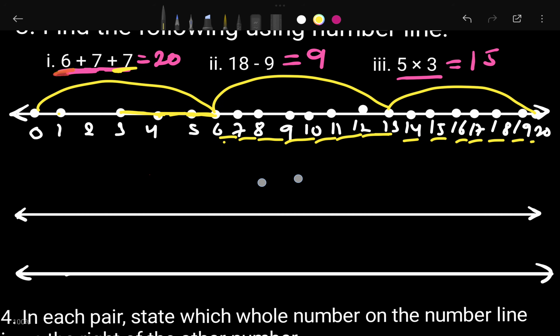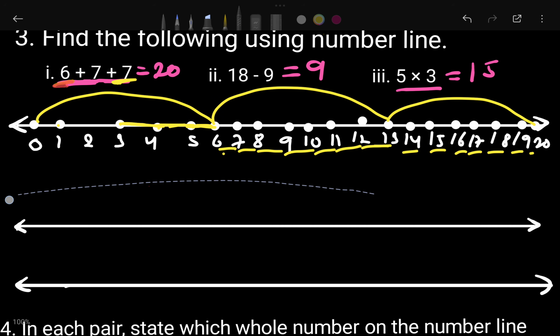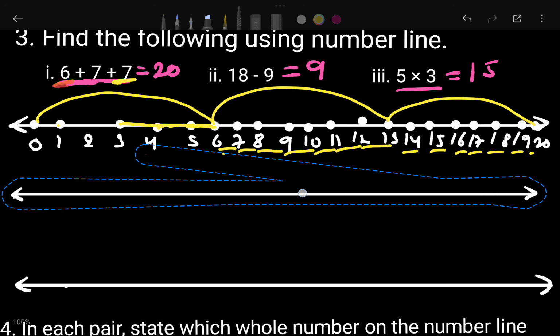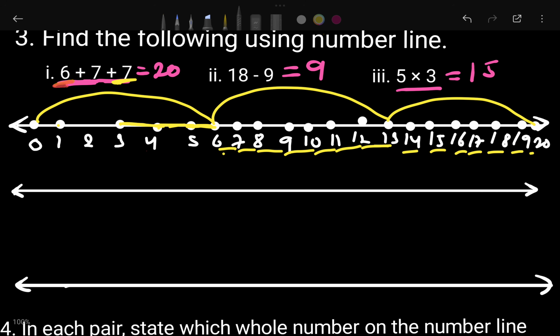Now let's represent this number. Okay, so I will use this one to here for the balancing purpose, because the space is very constricted here. So now let's take 0 here. So here we have to take from 0 to 20. Okay, so let's take 1, 2, 3, 4, 5, 6, 7, 8, 9, 10, 11, 12, 13, 14, 15, 16, 17, 18, 19, 20. Now let's write the number.